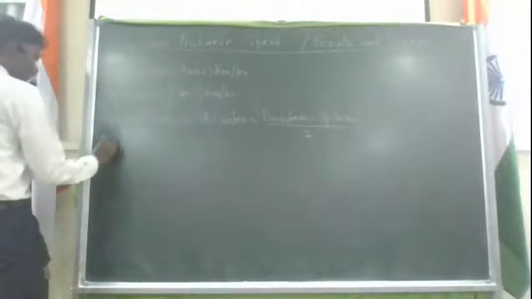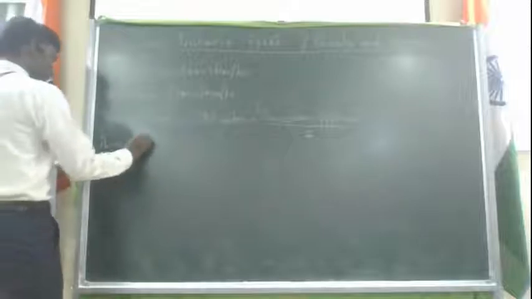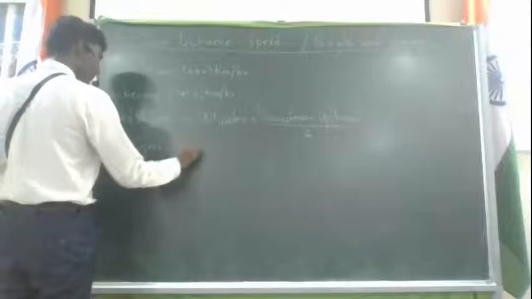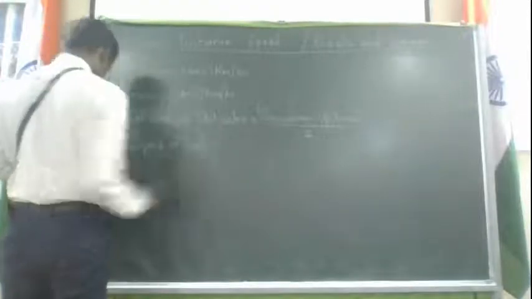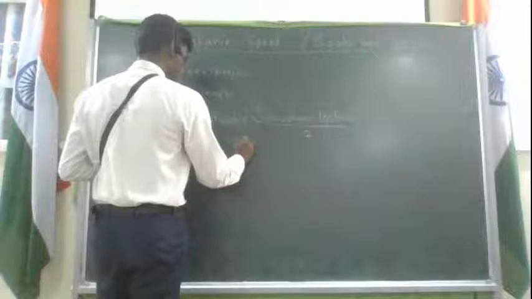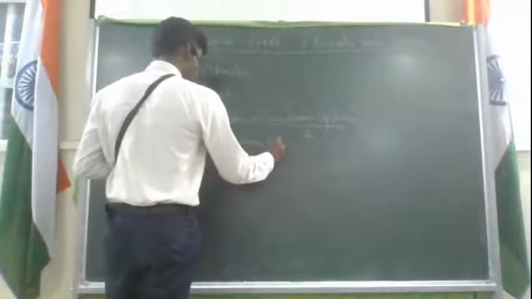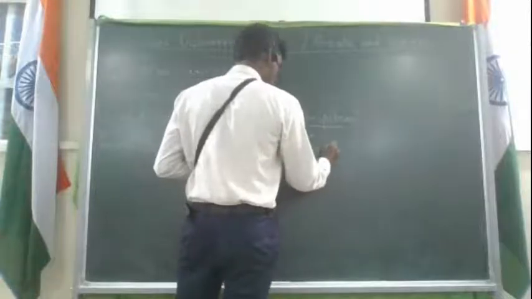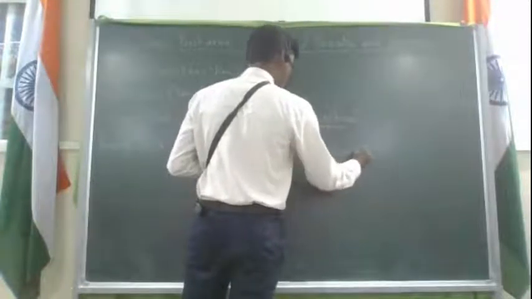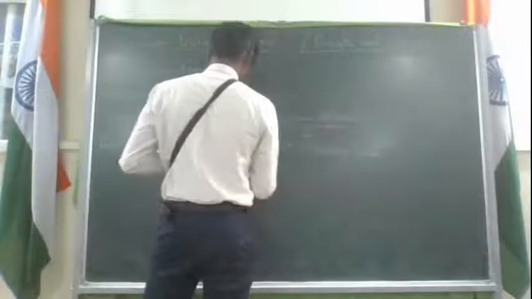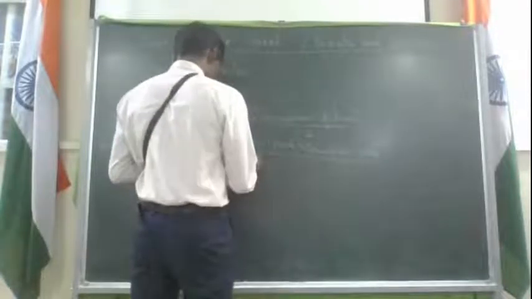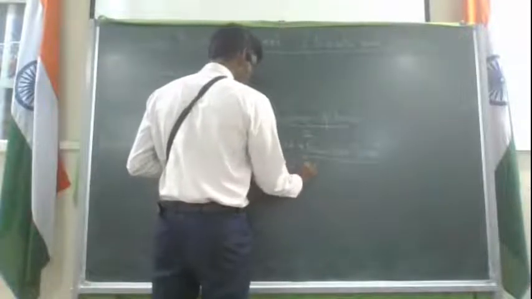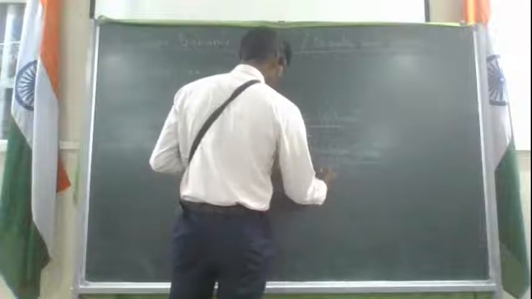Next, the average speed of the boat is equal to upstream speed into downstream speed divided by the boat's speed in still water.